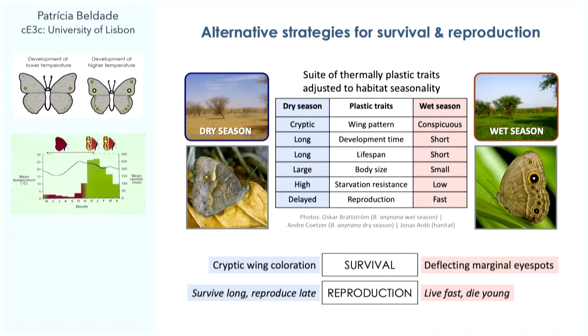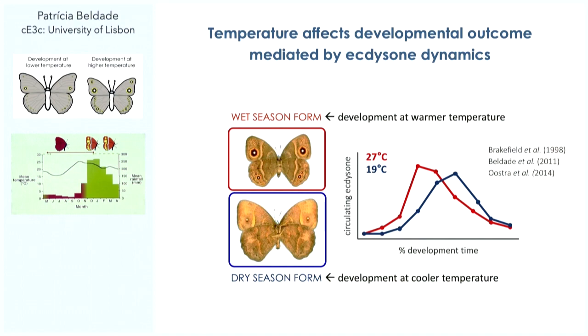They invest in survival until the end of the season, and only then do females lay their eggs that are now going to have plants to feed them, okay? So these different strategies are ensured by a series of traits that respond to developmental temperature. We know this is mediated by a change in the dynamics of the hormone ecdysone. I'm not going to get much into this today.